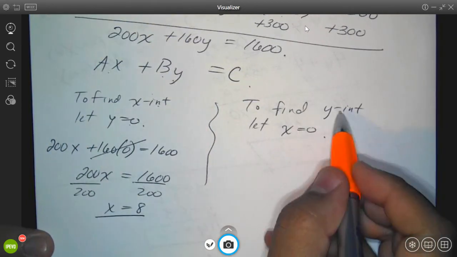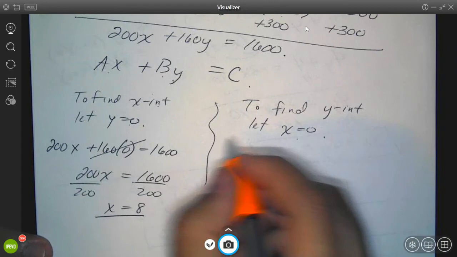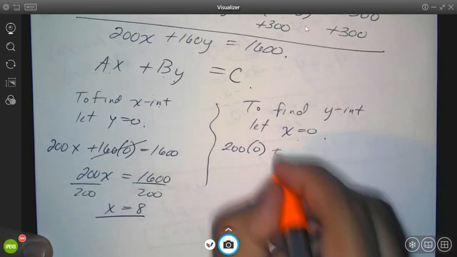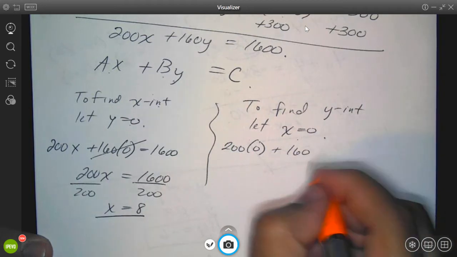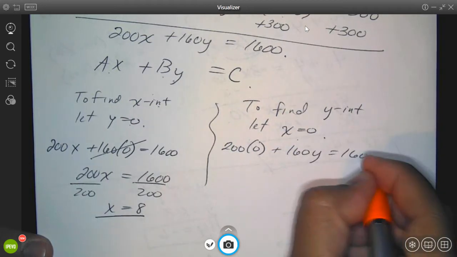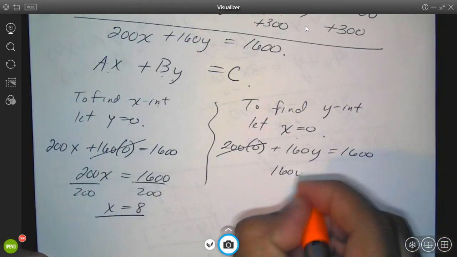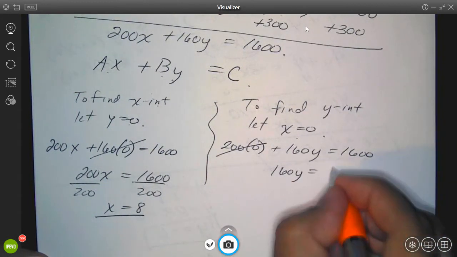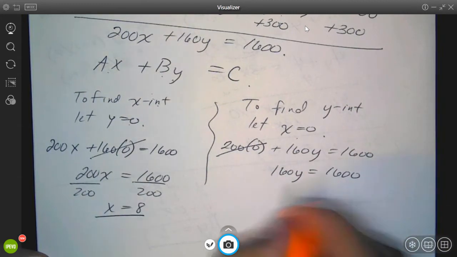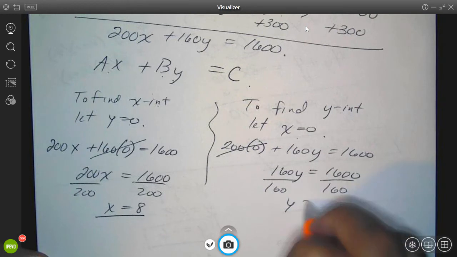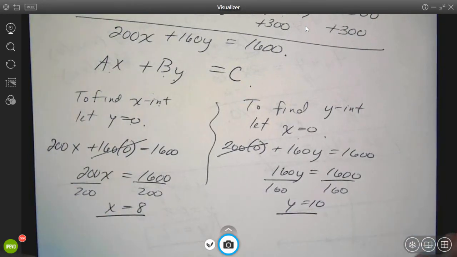To find the y-intercept, let x equal 0. So here we have 200 times 0 plus 160y is equal to 1,600. That goes away because 200 times 0 is 0. So it's 160y equals 1,600. Divide both sides by 160. y is equal to 10.